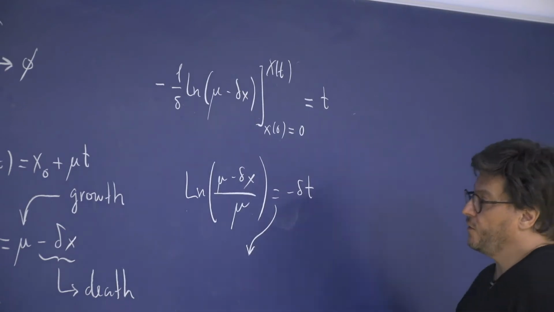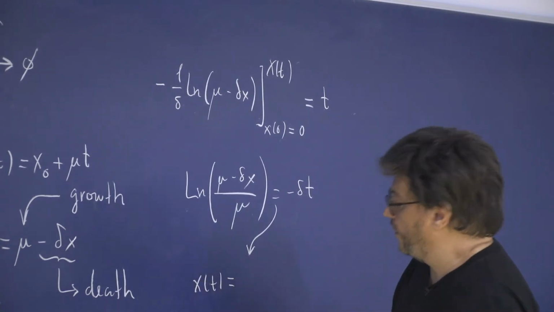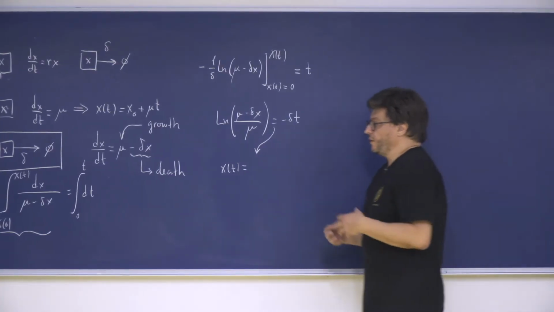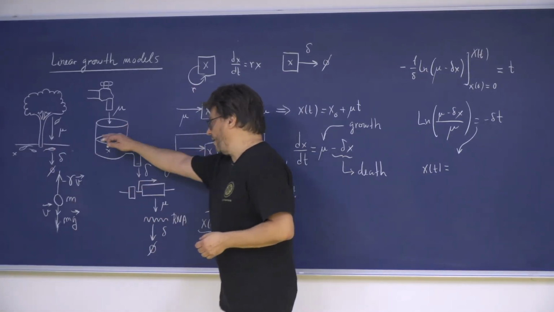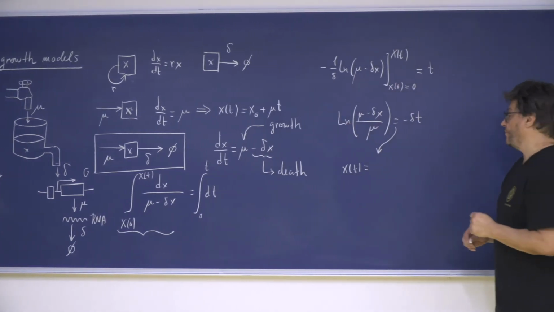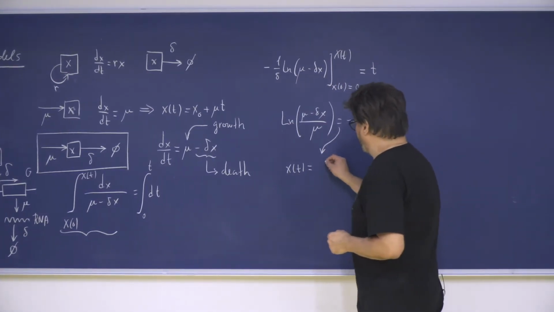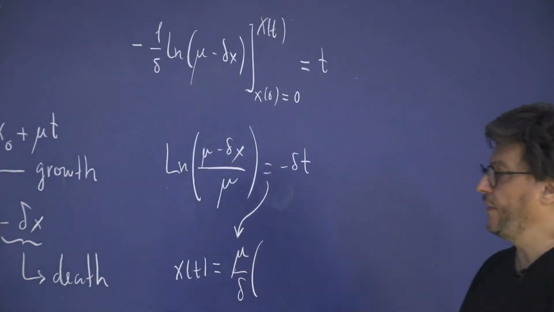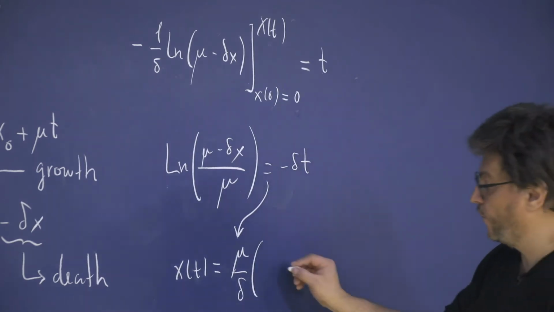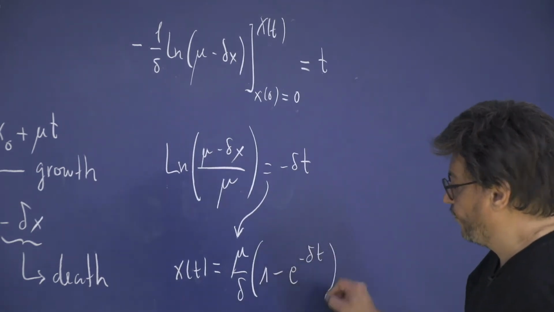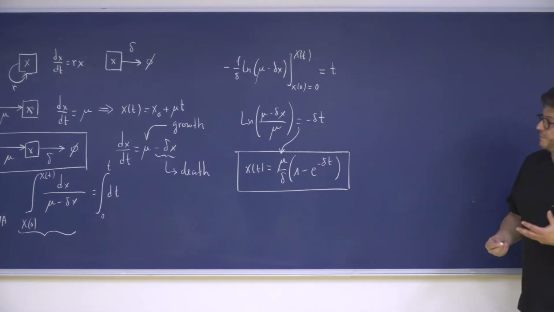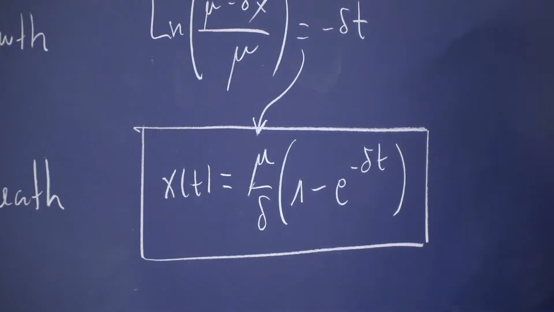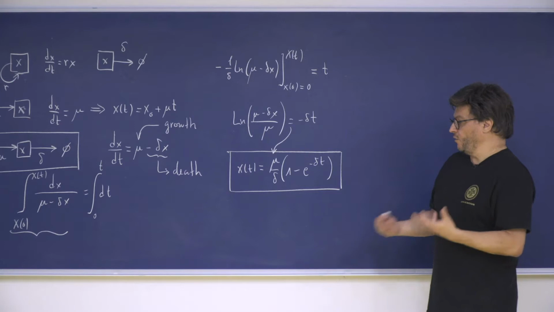After some manipulations, you can show that the population of my RNA, or my amount of leaves on the forest floor, or the level of water that I have in my container, goes as mu over delta, for this particular initial condition, 1 minus this. That's the equation. That's a solution for a system where constant incoming of individuals and constant death of the present individuals is at work.